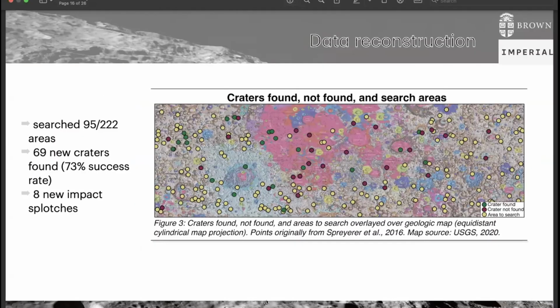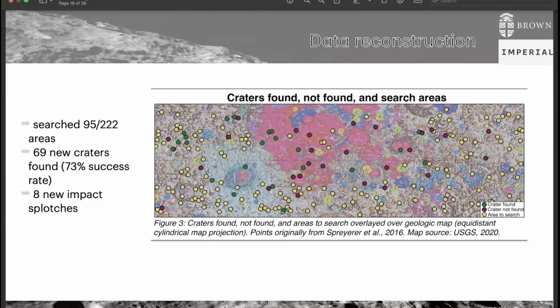So overall, the very limited funding that we had for this reproducibility study permitted us to search about 95 out of 222 areas. 69 new craters were found. That means there was about a 73% success rate with this method. And we also found 8 new impact splotches.